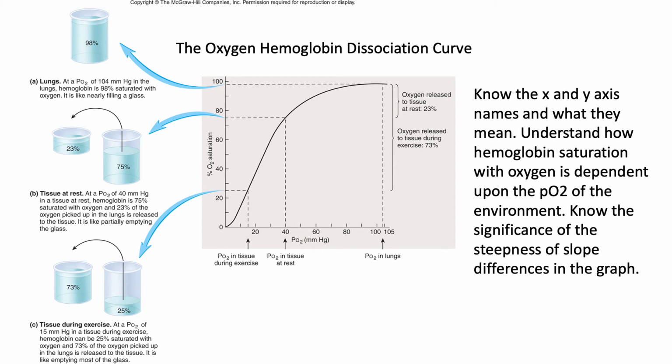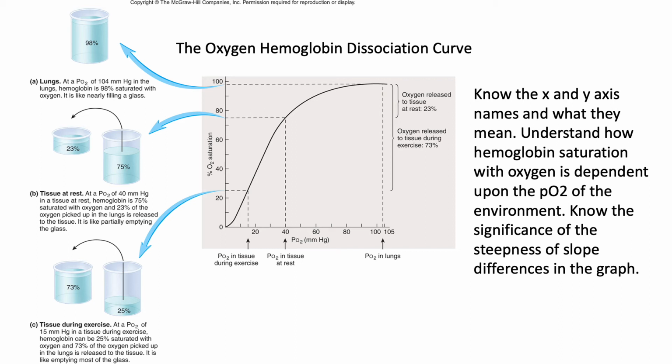So when you look at this graph, you look at the bottom right, the PO2 in lungs. We can just start off in the lungs. The PO2 in the lungs is about 104, as we saw a few slides back, within the alveolar air that we inhale. So at 104, you follow that dashed line up to the curve, and we are about 98% saturated. 98% of all the hemoglobin molecules within our blood are bound with oxygen.